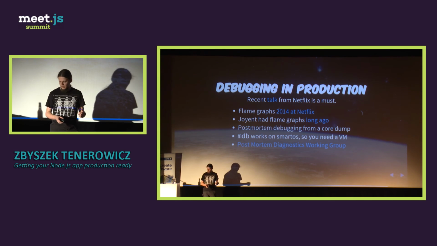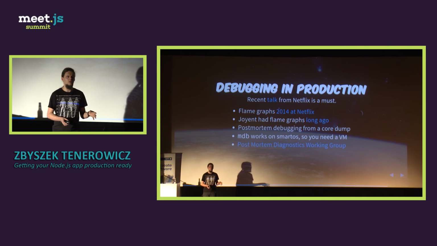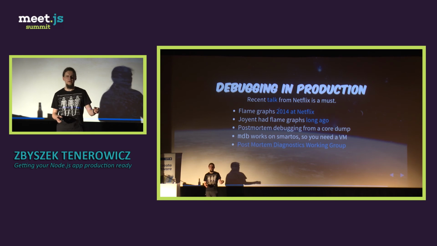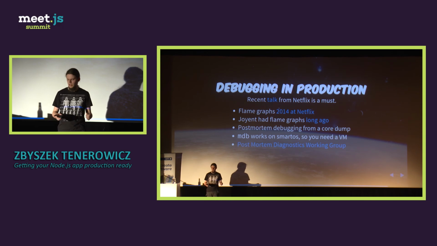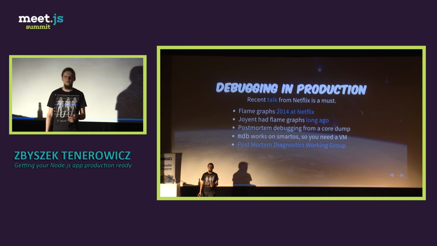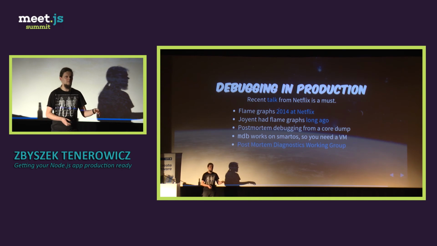So he mentions flame graphs, which is a bit of a complicated technique that you can use to profile your Node.js application. The drawback is, to generate a flame graph with readable names of your actual functions, you need to use MDB, which is a tool that only works on SmartOS. So this is a product of Joyent. It comes from the Solaris system.